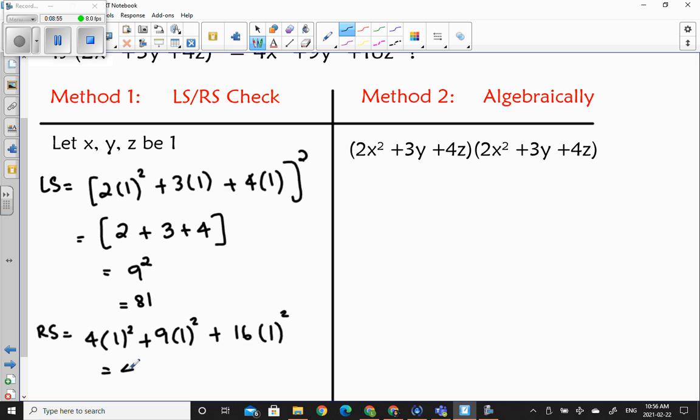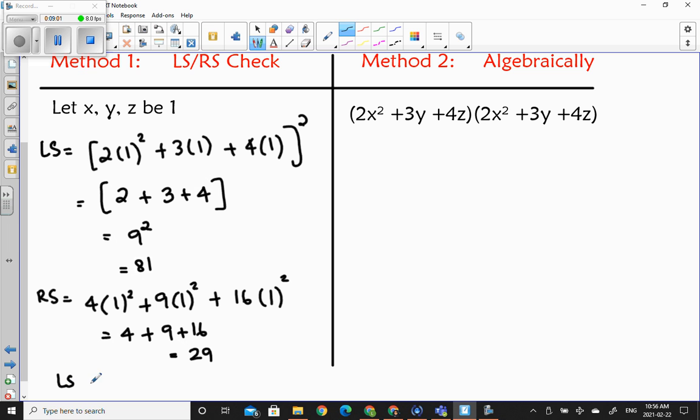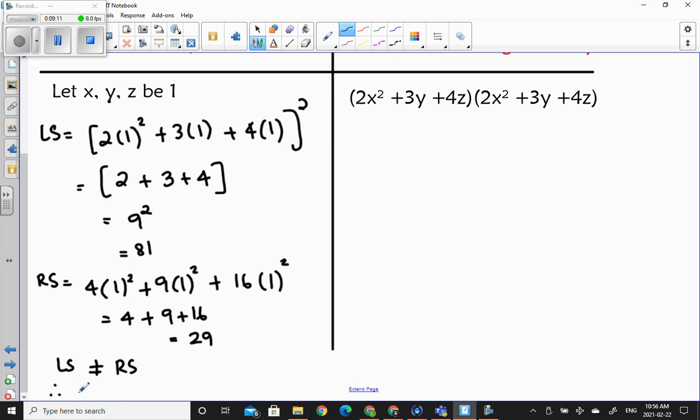So that's 4 plus 9 plus 16, and when I add them up, I get 29. So you notice that the left side is not equal to the right side when I assign those values to x, y, and z. So therefore, the statement that they have given me is not true. The given statement is not true.